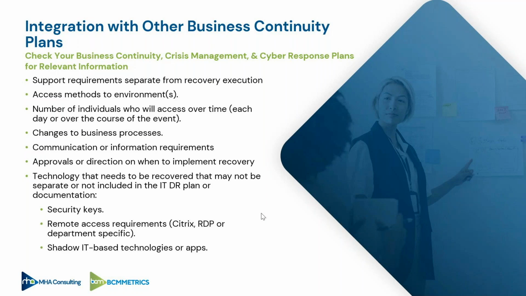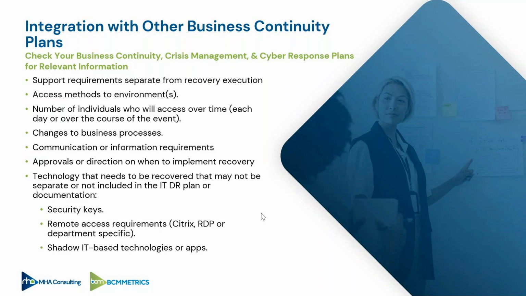So understanding what those technology needs are, how people are working differently, so that they can be prepared within their plans to support maybe different use of laptops or a different access method, whatever that may be. The number of people who are going to access things over time may be different. Changes to business processes, because as they change those business processes, access is different, or the amount of usage is going to be different. Maybe it goes up or down.